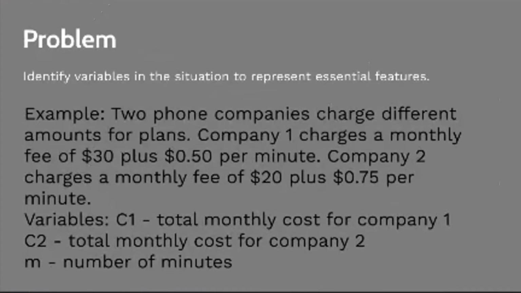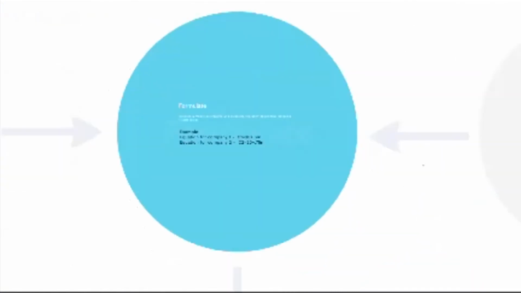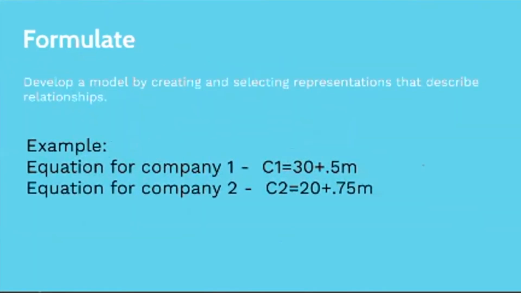And we've identified what both of these outputs are based on, which is minutes. So we have C1, C2, and M. Everybody understands where those come from, right? Company one, company two, and M. After we decided on that, we took those variables and created a mathematical equation, or a set of mathematical equations, from that. So it's 50 cents per minute, 0.5 per minute, plus the $30 base charge for company one.